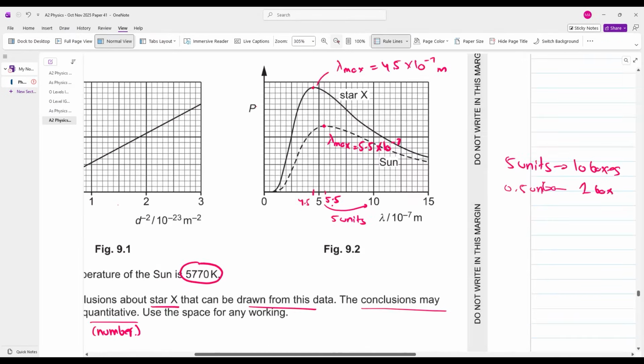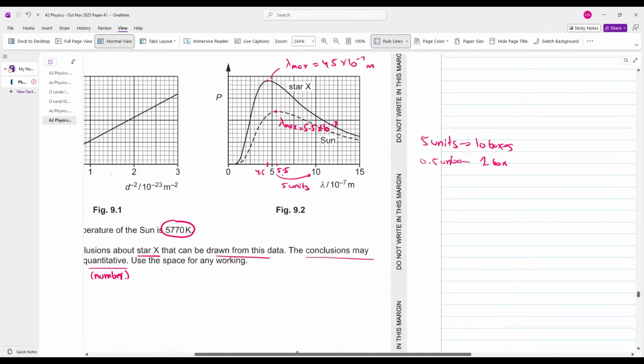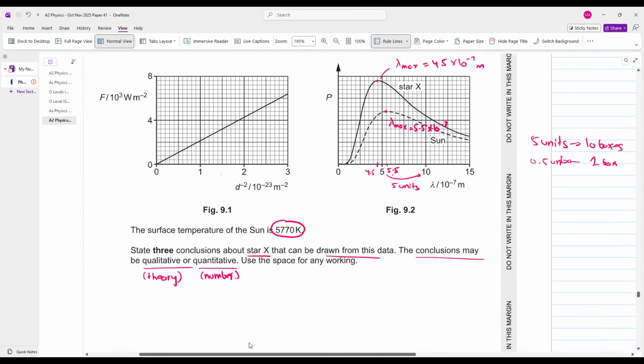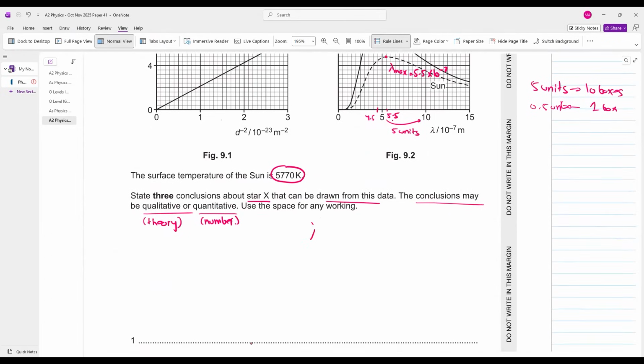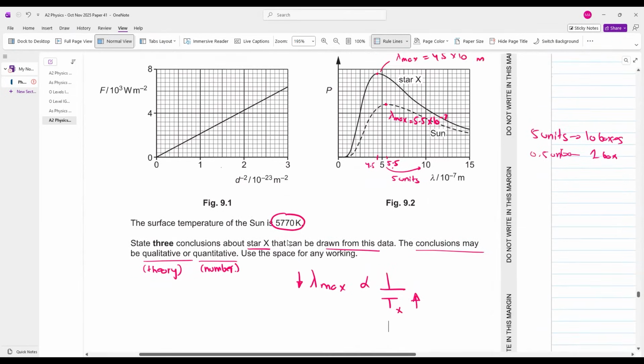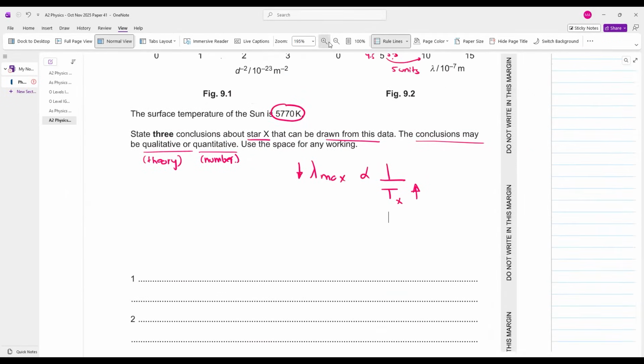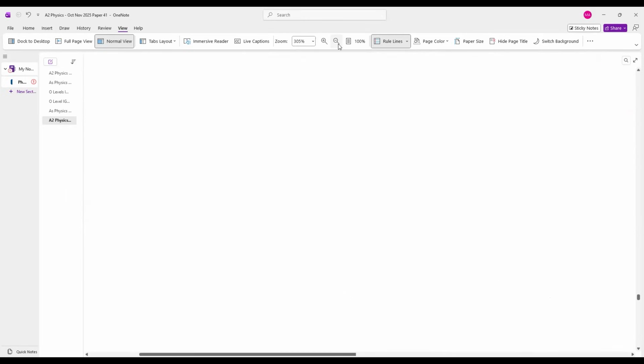Now let's zoom out a bit. थोड़ा सा zoom out करते हैं. Do you remember, according to Wien's displacement law, the maximum wavelength is inversely proportional to the surface temperature? Now star X's maximum wavelength is less. That means star X has a surface temperature greater than that of sun. It has a surface temperature greater than 5770 Kelvin. So you can say, यहाँ पे लिख देते हैं, first conclusion.